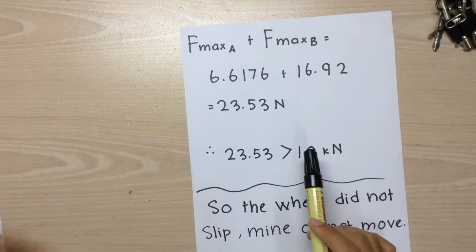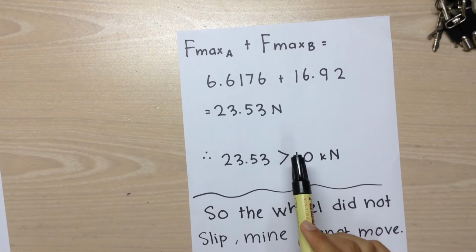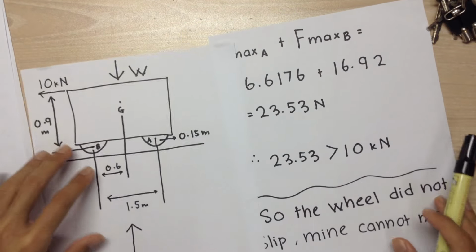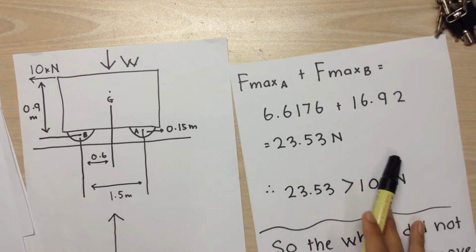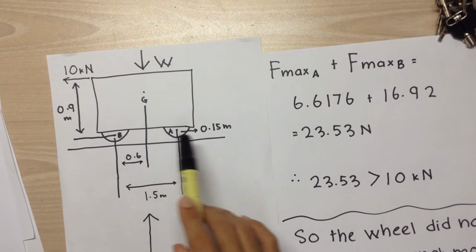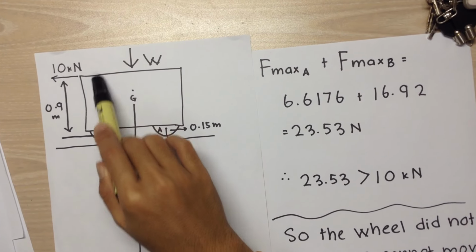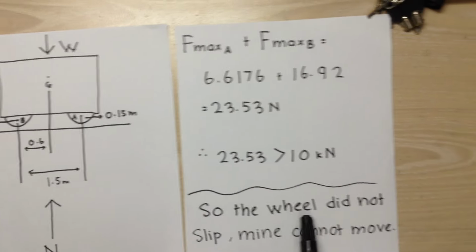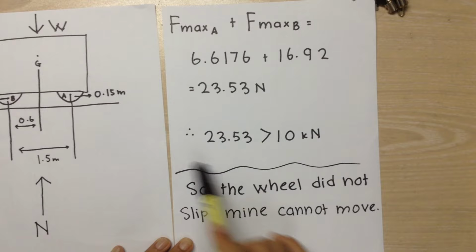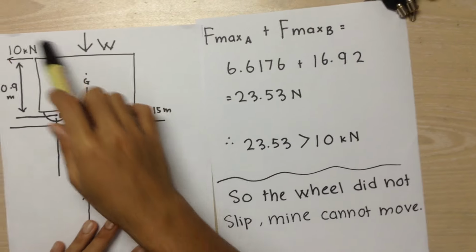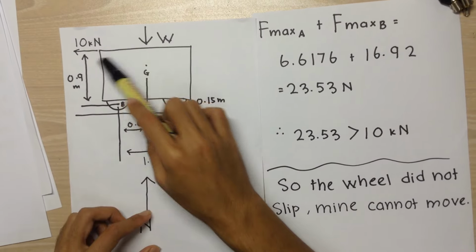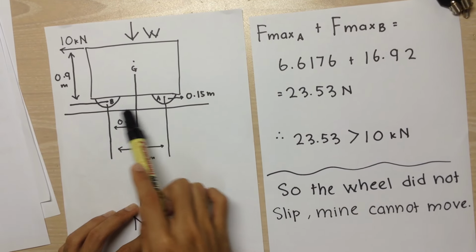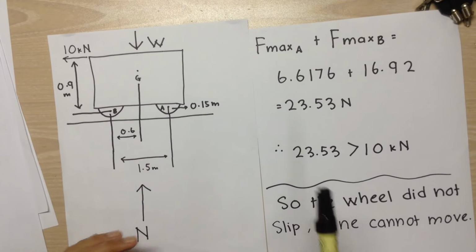And then we state that the force at the wheels B and A is bigger than the force we pull. So that's why we use this symbol. So the wheels did not slip and the mine car did not move, because the force that we pull is lower than the force at the wheels B and A. So the mine car did not move.